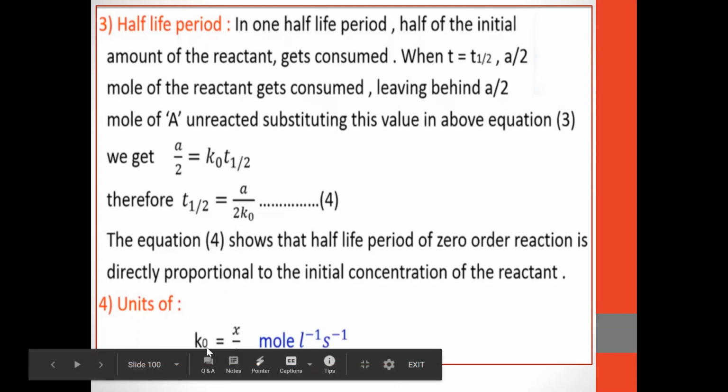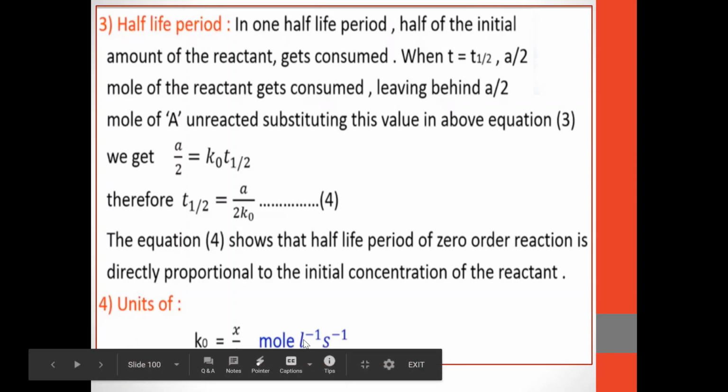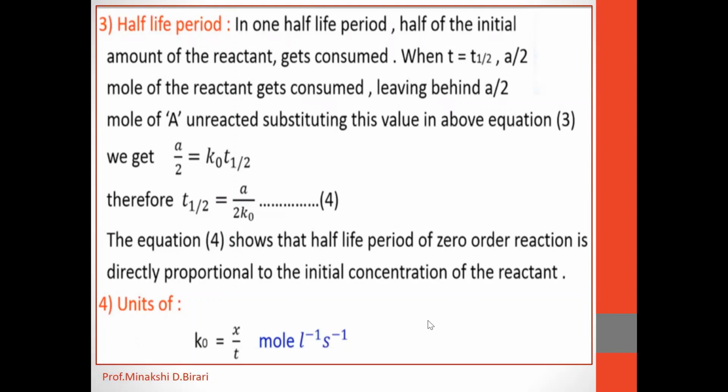Therefore the unit for the zero order reaction rate constant is mole per liter per second. So K0 has the unit mole per liter per second. These are the characteristics of a zero order reaction. First, a zero order reaction is one whose rate is independent of concentration. Second, the nature of the graph: it is a straight line passing through the origin.